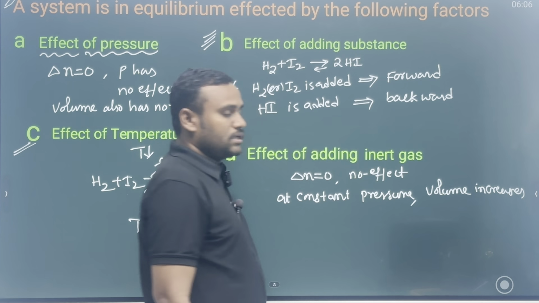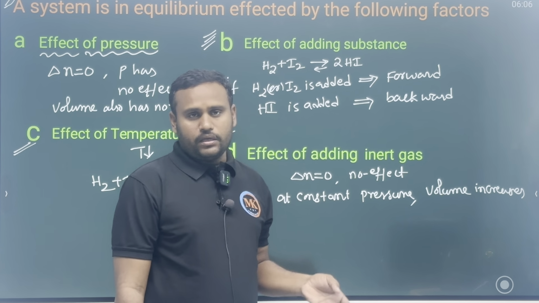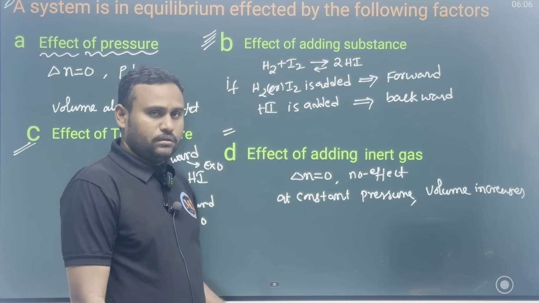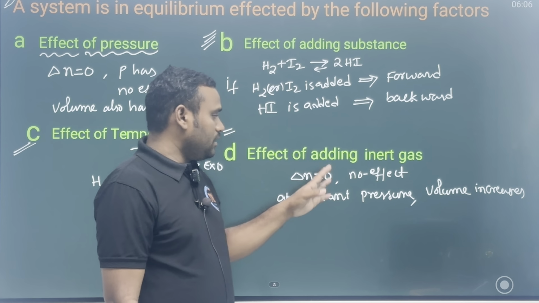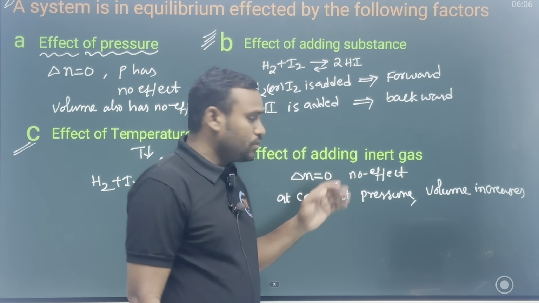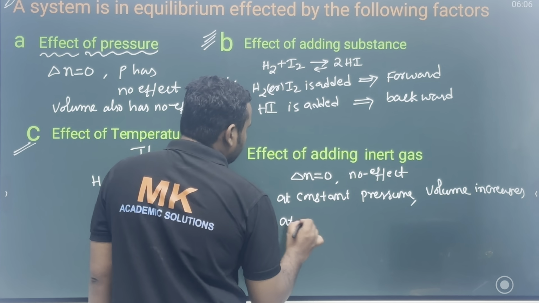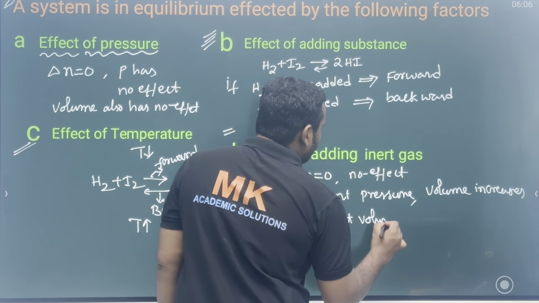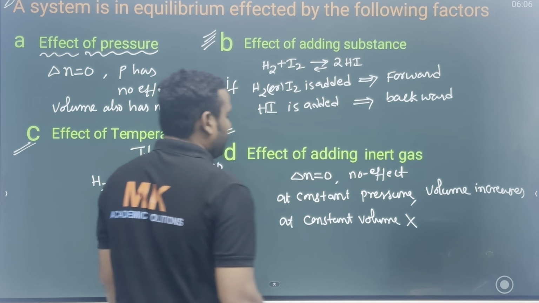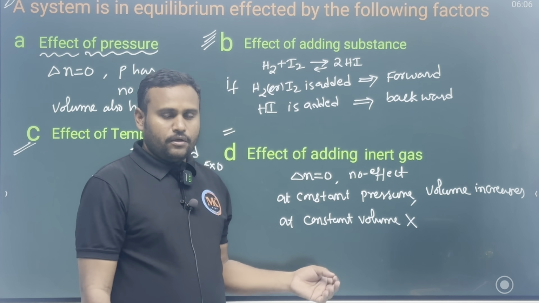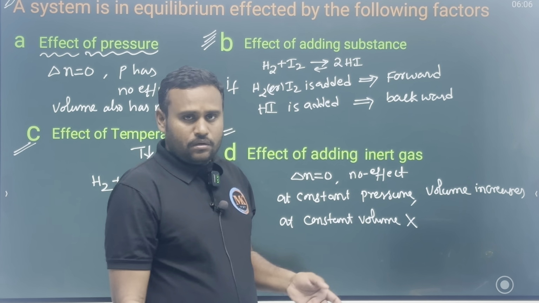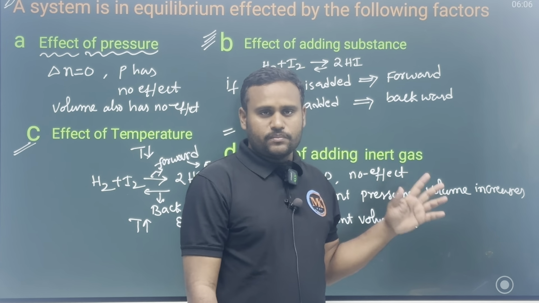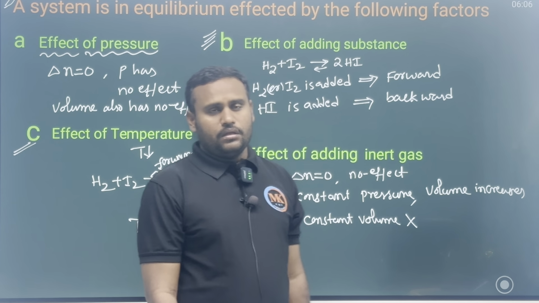Even though volume increases, volume has no effect on the equilibrium constant Kc. So that's why for addition of inert gas at constant pressure, there is no effect. At constant volume, there is also no effect of addition of inert gas. Means at constant volume, however much inert gas you add, only pressure increases. That pressure is balanced by the reversible reaction without disturbing equilibrium.